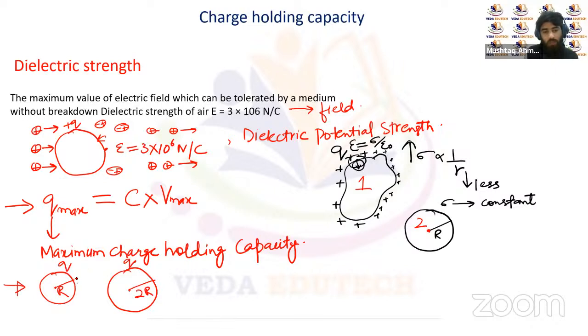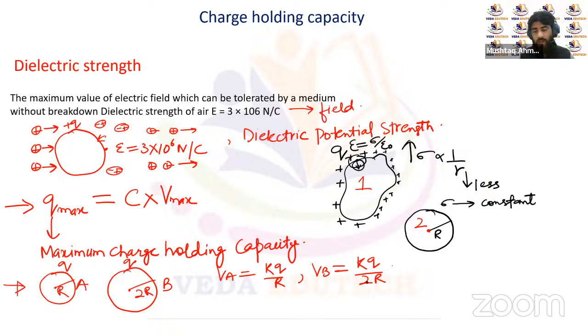The potential here for the first case, let's call this sphere A and this sphere B. For sphere A, the potential VA is going to be kq upon r, right? And for sphere B, the potential is going to be kq upon 2r. And you can see that in this case, for sphere B, the dielectric potential strength is less as compared to sphere A.